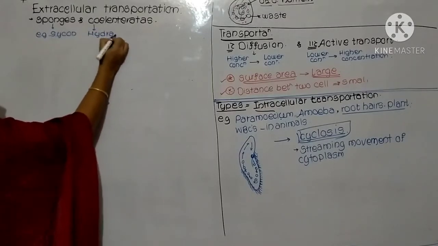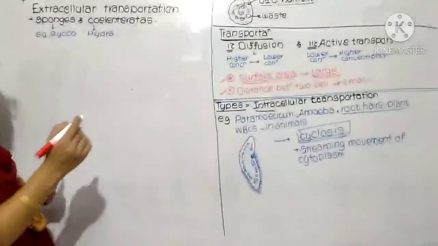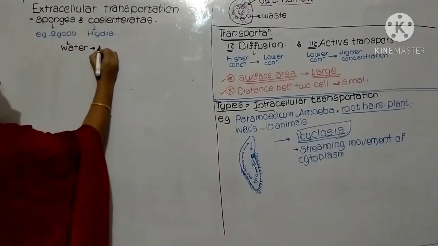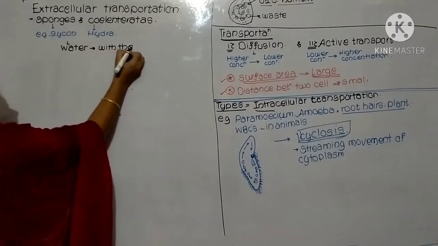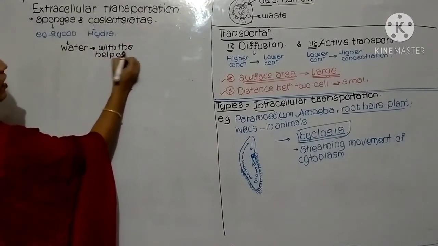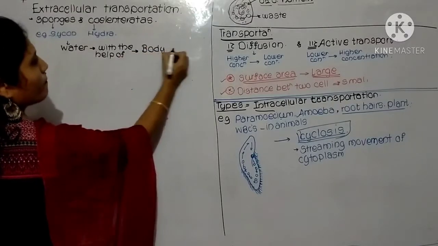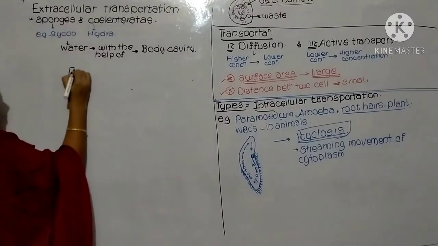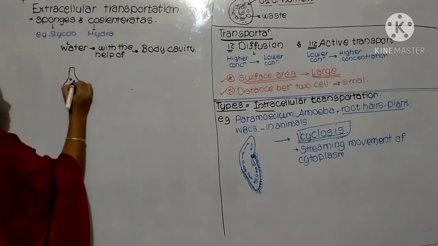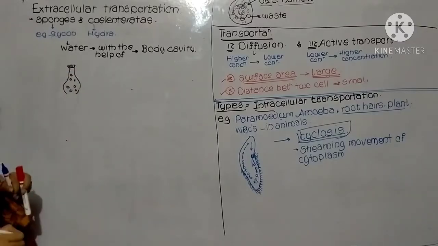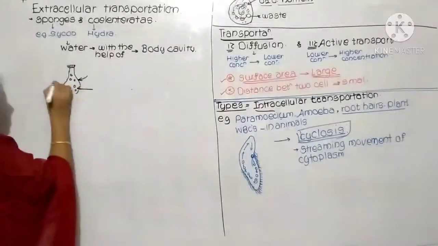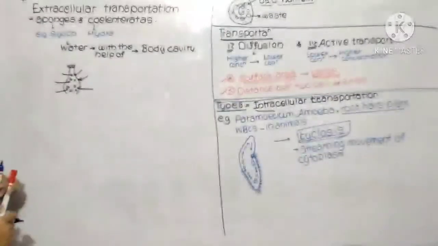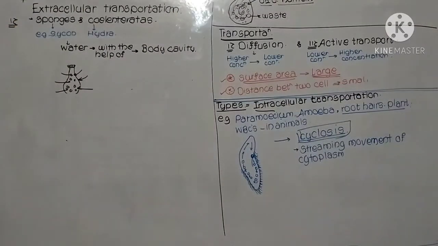That is hydra. So in both of these, there is movement of water, and that water movement takes place with the help of the body cavity. If you have seen the structure of Scypha, the structure is like this. Small pores are present on it. Through those small pores, water enters inside. The movement of water is why it is known as extracellular transportation. So this is one example of extracellular transportation.